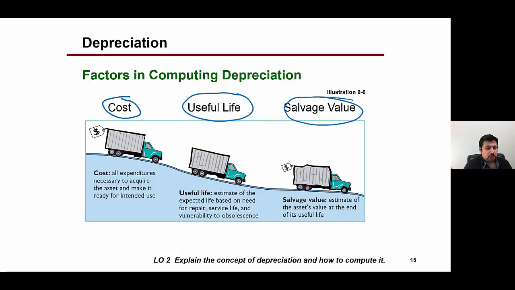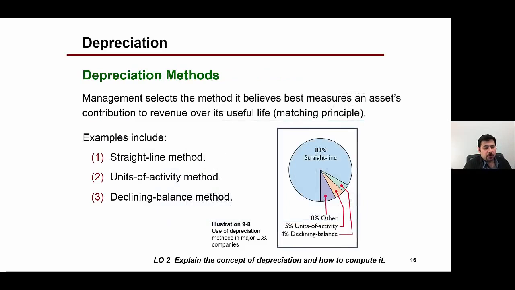It might change, and this is why it's just an estimation. There are three main methods of depreciation that companies use, and under GAAP they can use any one. Here we will talk about the straight line method, which is the most popular one. Around 83% of companies use the straight line method because of its simplicity.